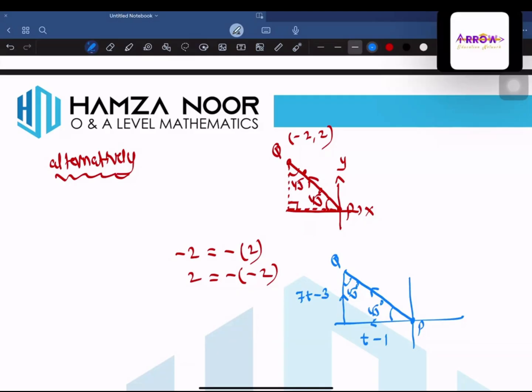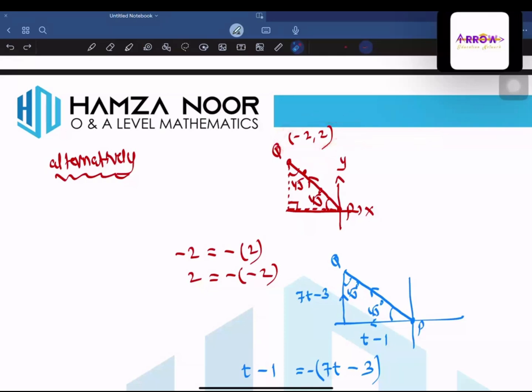Right now I cannot say that t minus 1 is equal to 7t minus 3. They are not equal to each other. You have to adjust a minus sign, which can be multiplied on either side. So I have to say that t minus 1 is equal to minus sign multiplied by 7t minus 3. As we can see, -2 is not equal to 2, but to make them equal, you have to adjust a minus sign on either side. Like this way, -2 is equal to minus sign multiplied by 2, and 2 is equal to minus sign multiplied by -2. Here is a very rough example, okay?